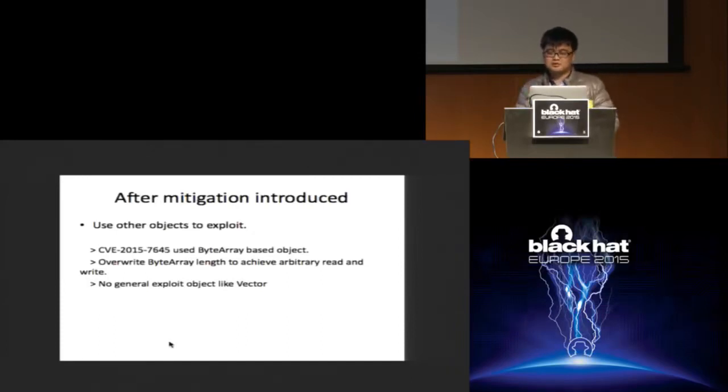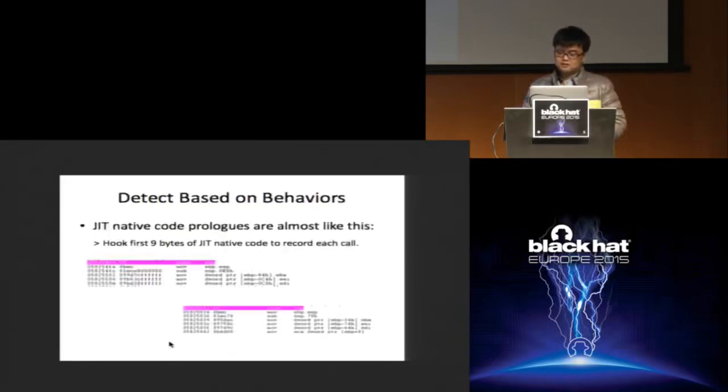Exploits can't use vector objects to exploit. They use other objects. For example, the latest Flash 0-day in the wild is CVE-2015-7645. This exploit used a byte array-based object. By overwriting the byte array length, it can achieve arbitrary read and write. So I need to improve AFED a little.